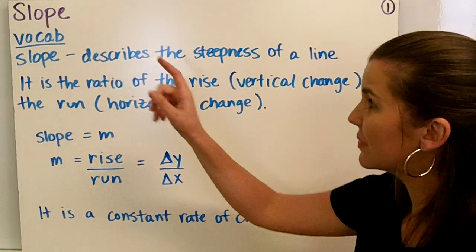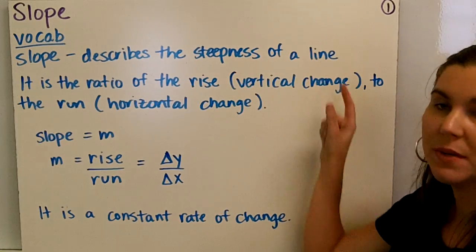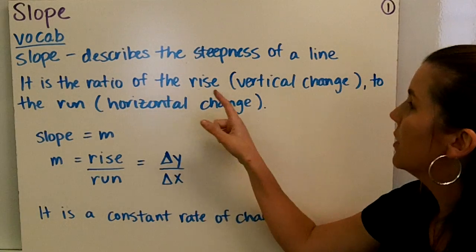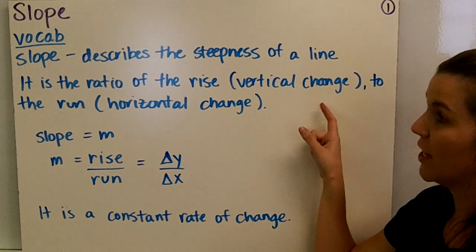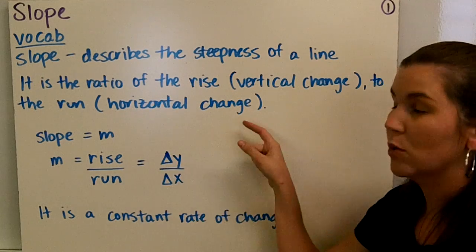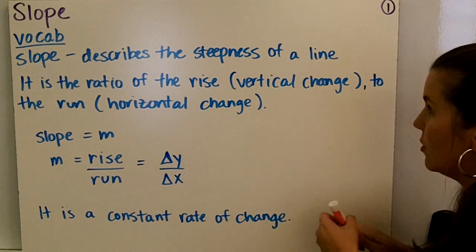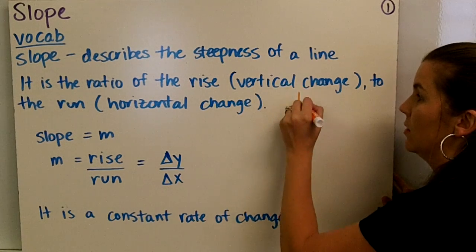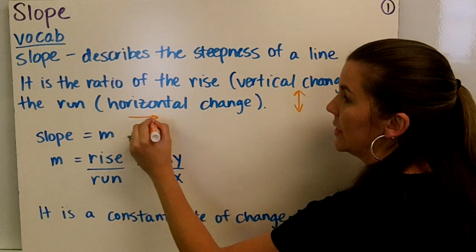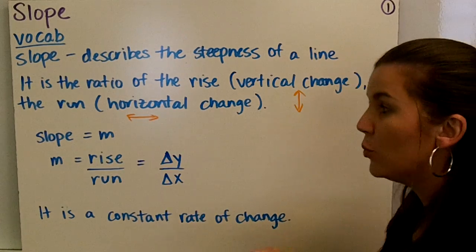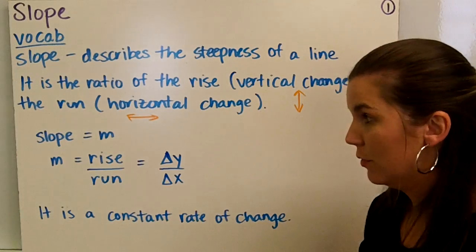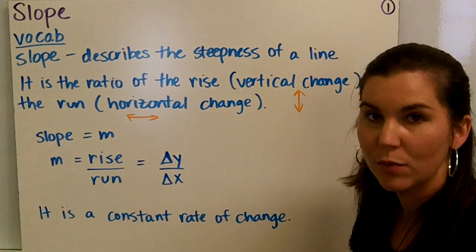Slope. Slope describes the steepness of a line. It is the ratio of the rise, which means vertical change, to the run, that's horizontal change. Remember, vertical is up and down, and horizontal is left to right. We use the letter M for slope. Rise divided by the run.